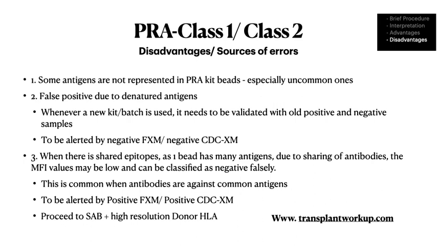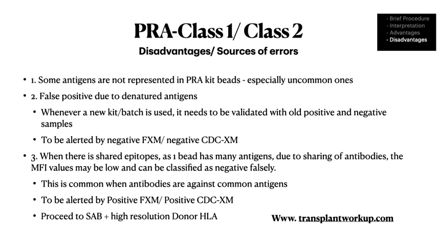So false positives due to denatured antigens. Sometimes when these antigens are mounted on the bead, they can get denatured. So whenever a new kit or a new batch is used, we need to validate with the old positive and negative samples. That is a way of validating, having a control, because they can give wrong reports. We need to be alerted by a negative flow or a negative CDC cross match. When you have a positive PRA but negative flow and negative CDC, then there's a problem somewhere, so we need to troubleshoot that.